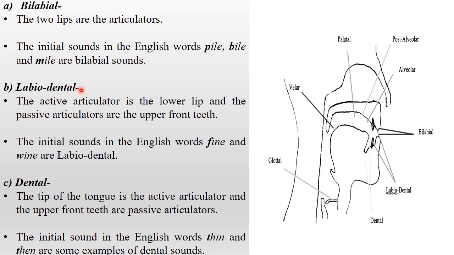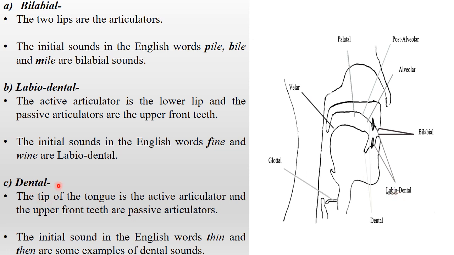Next is labiodental. The active articulator is the lower lip and the passive articulator is the upper front teeth. Here you can understand from the name itself, labio, that is lip, is involved, and dental means teeth are also involved. So the initial sounds in the English words fine and wine are labiodental. So f and v, in that case the lower lip comes in contact with the upper teeth and then the air passes and the sound is produced. Hence the lower lip and the upper front teeth, both are used. That is why it is known as labiodental.